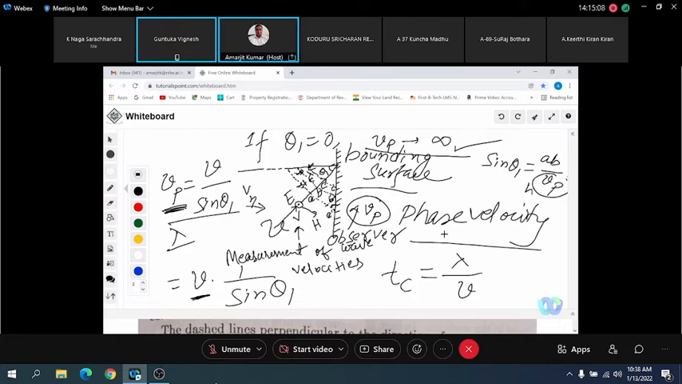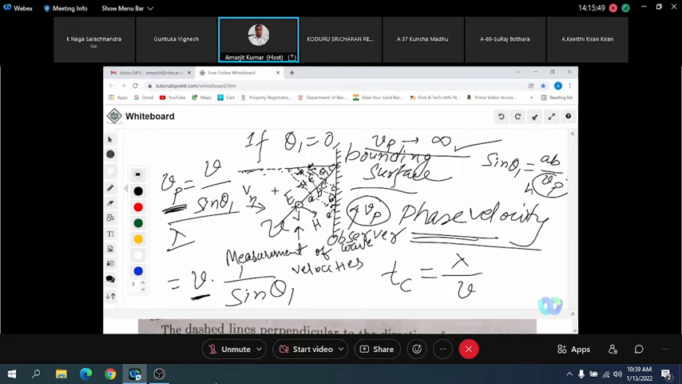So this is known as the phase velocity. This velocity, which is of course not the actual velocity, is known as the phase velocity, which is parallel to the velocity you measure while sitting at this bounding surface as the observer. That is the phase velocity, defined as Vp equal to V upon sin theta 1, where theta 1 is the angle the actual velocity makes with the incident normal direction at this bounding medium.